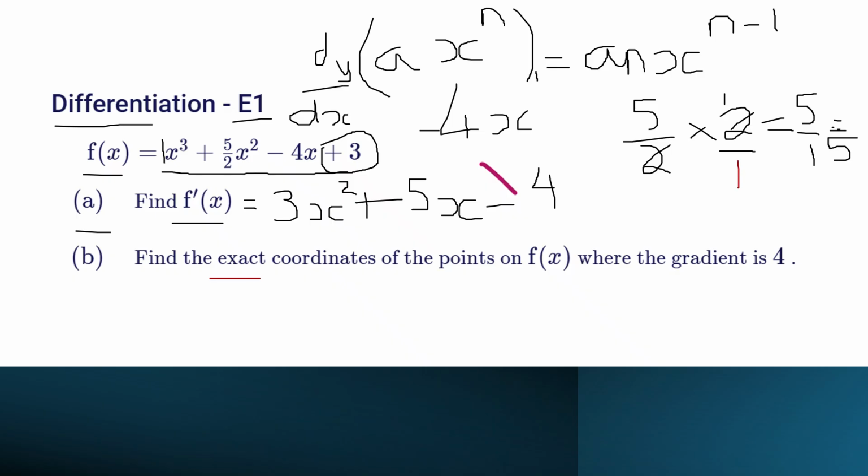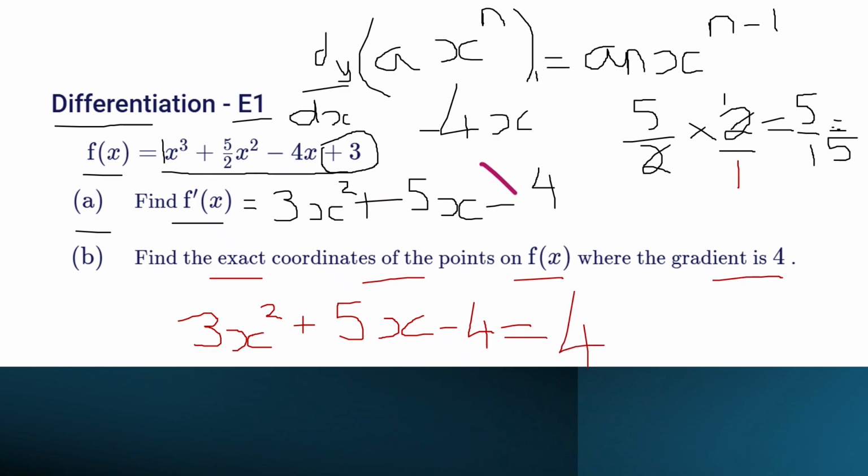Part B, find the exact coordinates of the points of f of x where the gradient is equal to 4. So I'm going to set this f dash of x equal to 4. So I'm going to have 3x squared plus 5x minus 4 is going to equal 4, because f dash of x is called my gradient function. So when the gradient is equal to 4, then this whole thing is equal to 4. So I'm going to subtract 4 on both sides. Okay, so we are going to get 3x squared plus 5x minus 8 is going to equal 0.